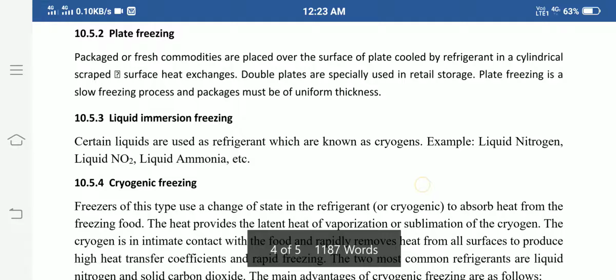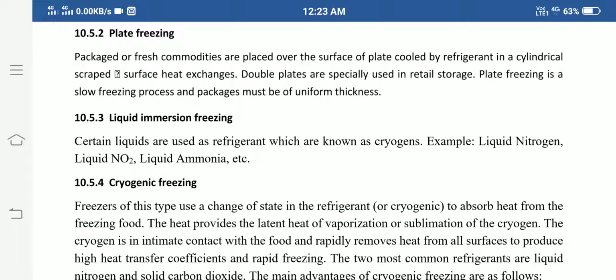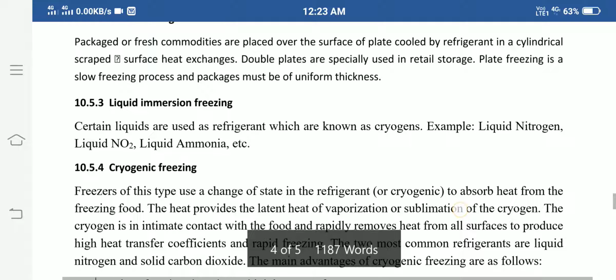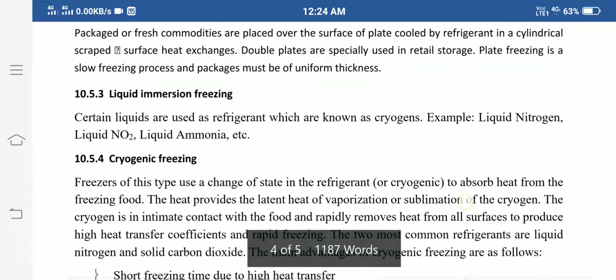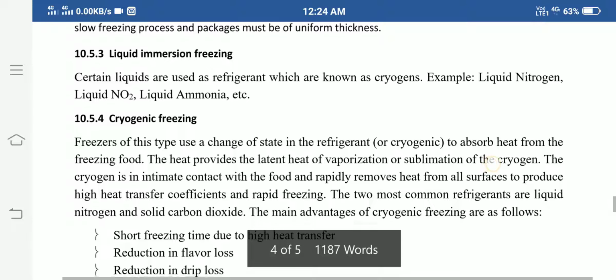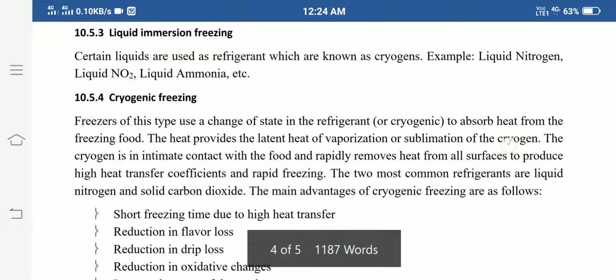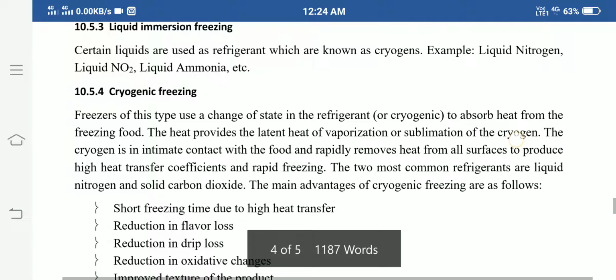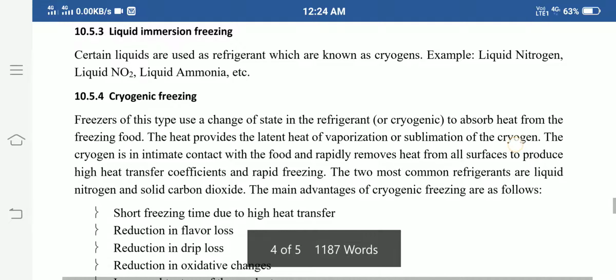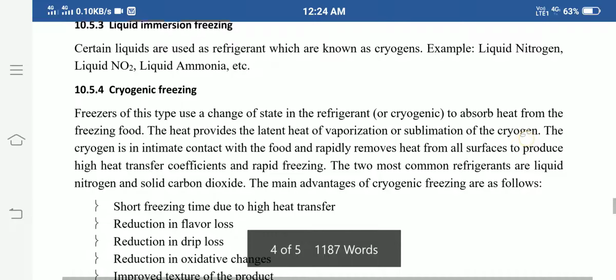Now, plate freezing. The commodity is placed over a plate and the plate is cooled by a refrigerant. So, plate freezing is a slow freezing process. And then liquid immersion freezing. Certain liquids like liquid nitrogen and liquid ammonia are used as cryogens, and in these liquids the packaged food products are immersed for freezing purposes.